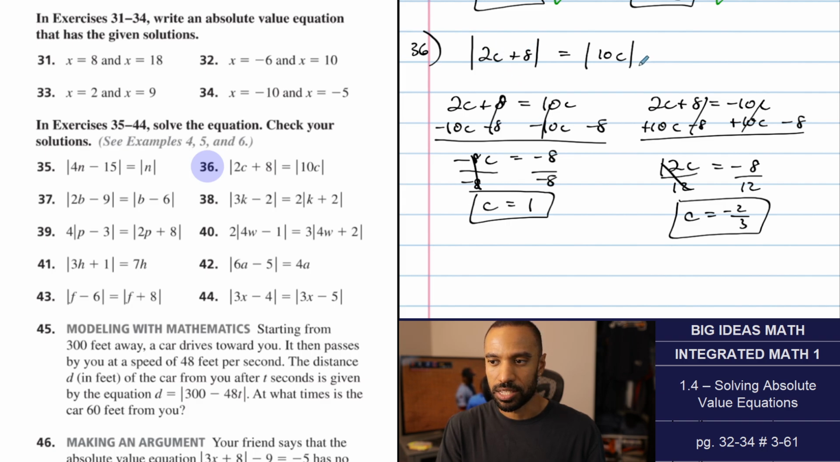1's a little easier to work with. 2 times c is 1, plus 8 is 10. 10 times 1 is 10. Absolute value of both 10 and 10 are 10. So c equals 1 is good.